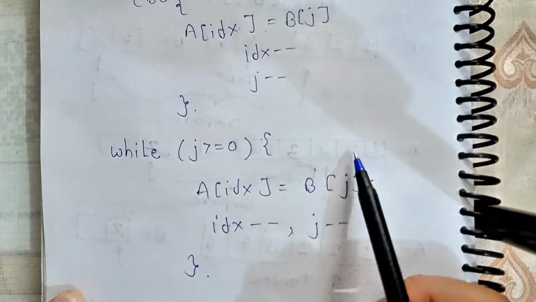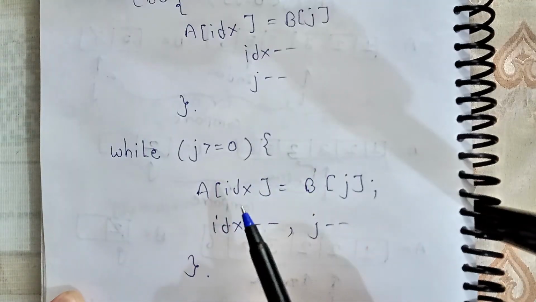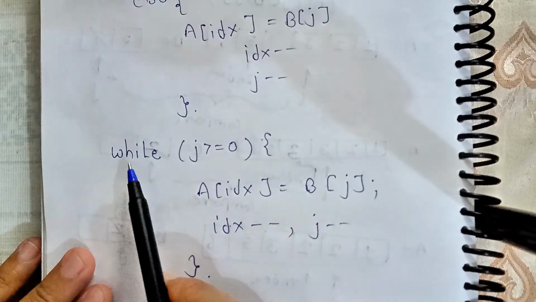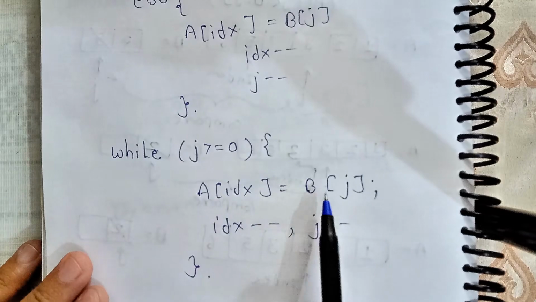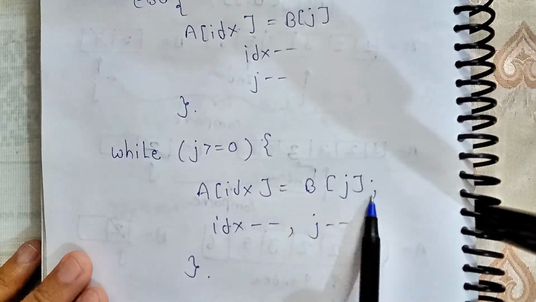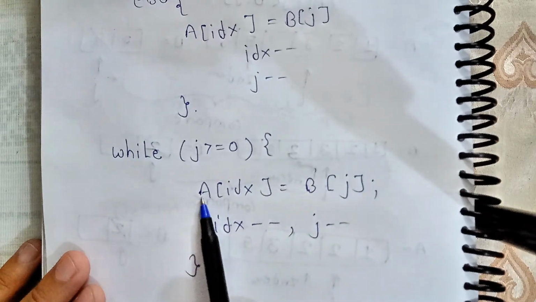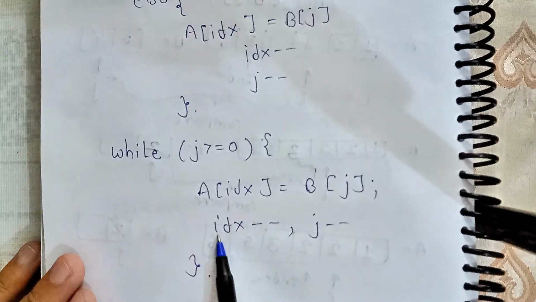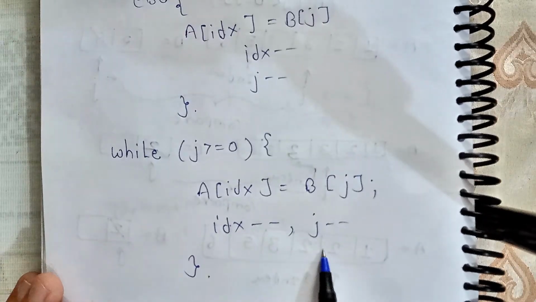What if all the elements of i are stored and the elements of j remain? Then we use another while loop. In this, we directly store the value of B of j into A of index, and we decrement index and j. So this is the logic behind this. Now we will move on to the code. We have already done the logic part. Now we will move to the coding part.